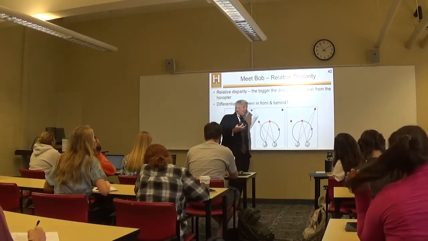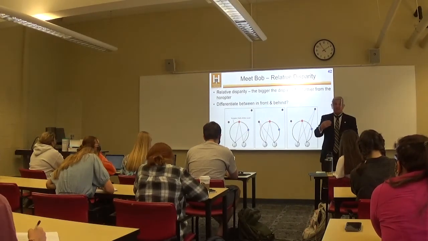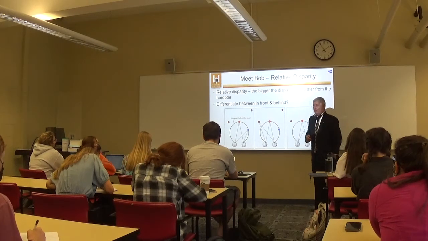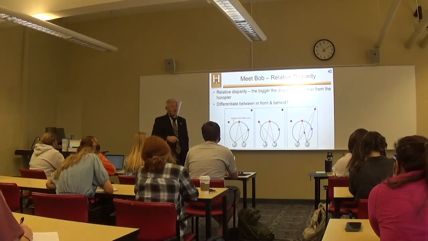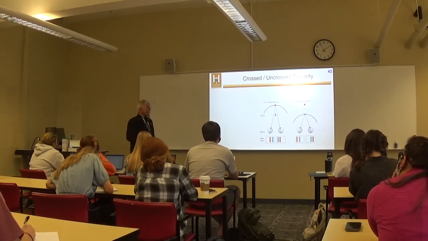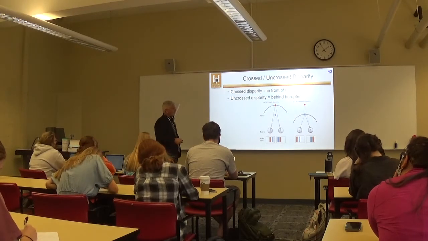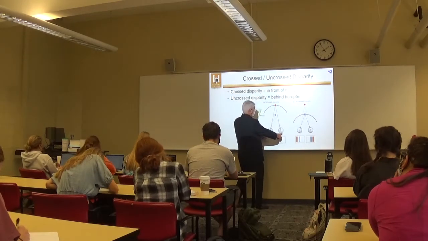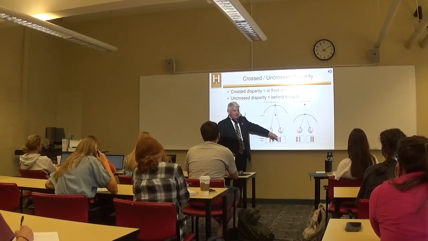Now, there's another clue that helps us know if that disparity is happening because it's in front of our horopter or behind our horopter. In front of our plane of focus or behind our plane of focus. And that's called crossed and uncrossed disparity. And so when it's crossed, meaning it crosses here, which actually the weird thing is in our brain it looks like it's on the inside.